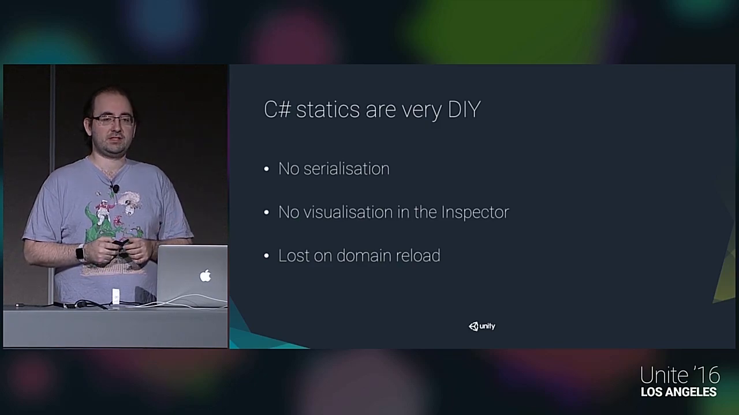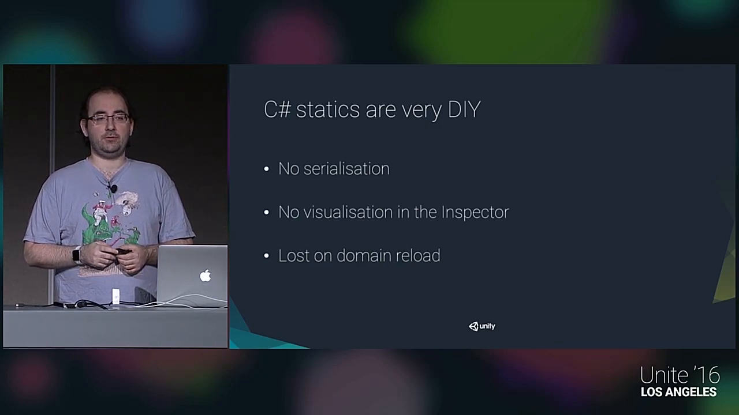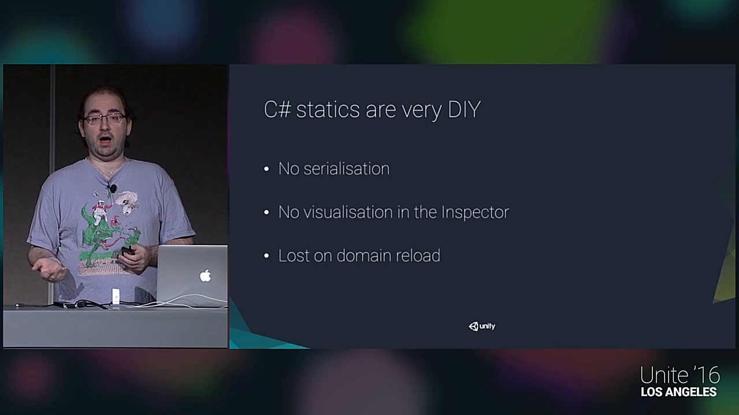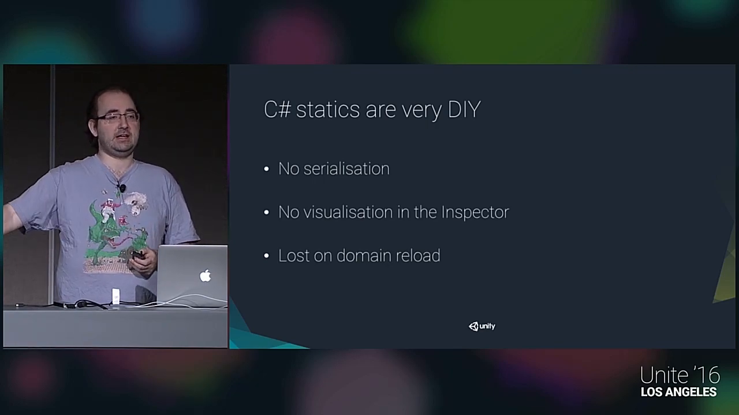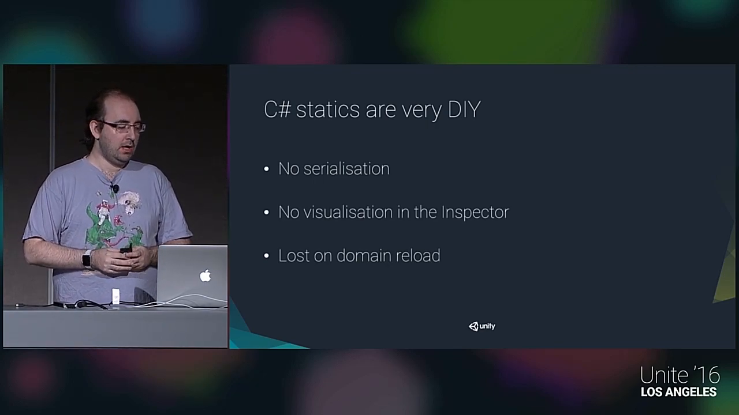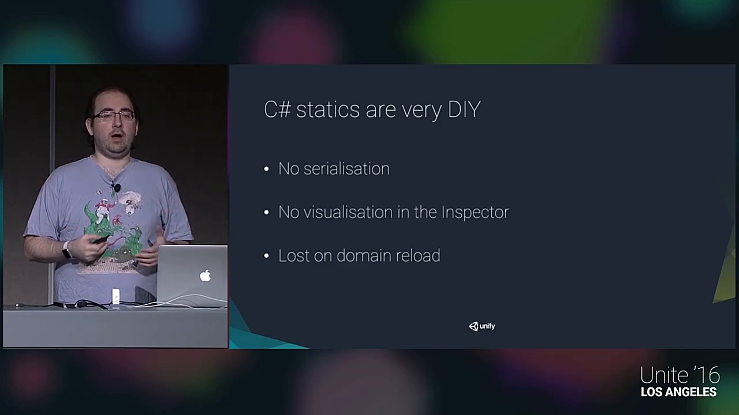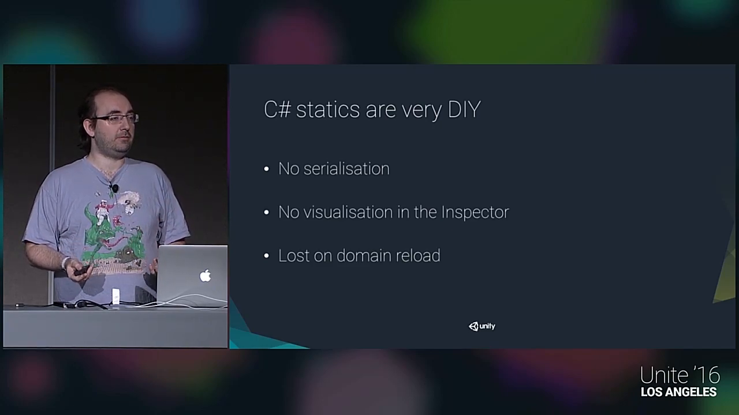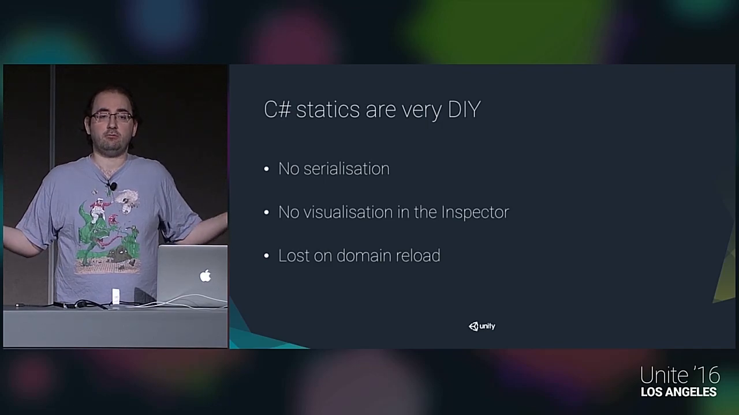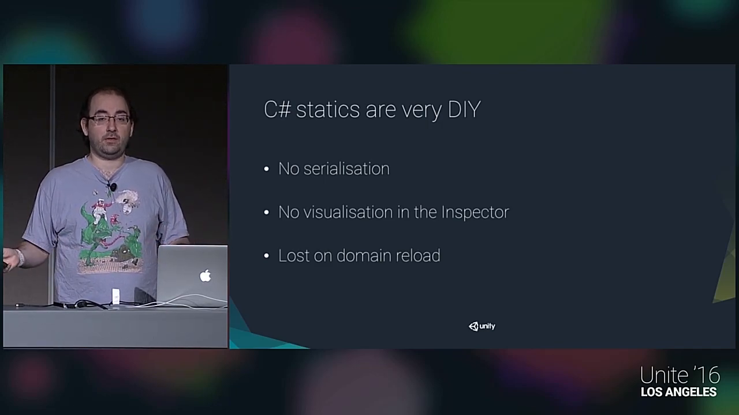And they all get lost whenever you reload the domain as well. So if you try and do support for recompiling in play mode, all your static data gets wiped out. So you can do these things, but you have to roll a lot of support around it yourself. And you're using an engine like Unity because you don't want to roll your own support for all of these basic fundamental things.